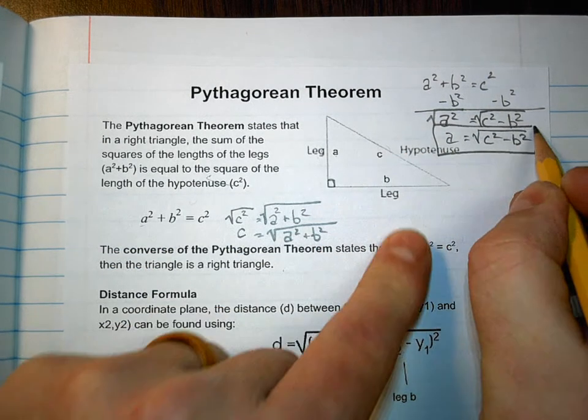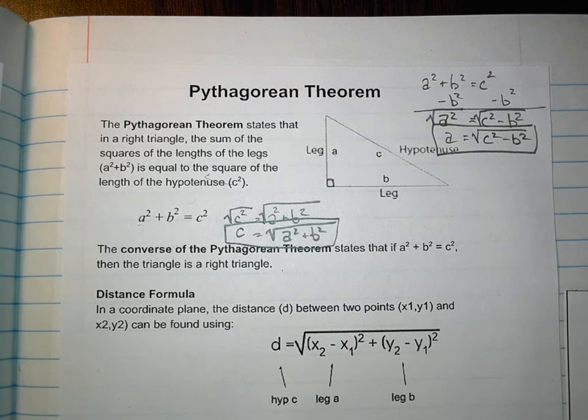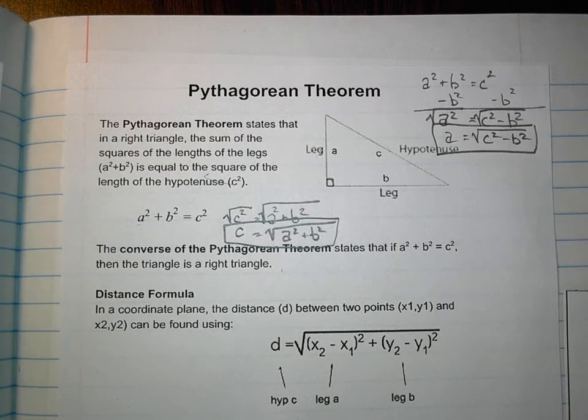These two formulas will solve everything I need in a right triangle. One is the formula to find the hypotenuse, and one is the formula to find a leg. That's easy. Does that make sense? It is. This is easy.